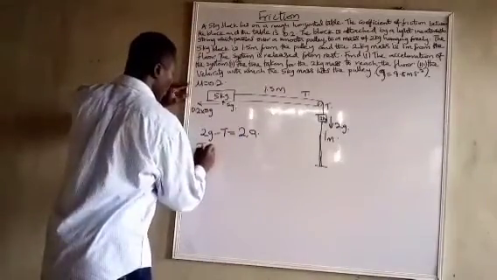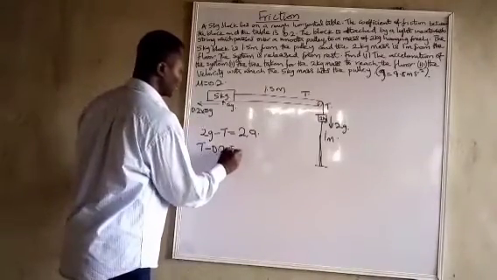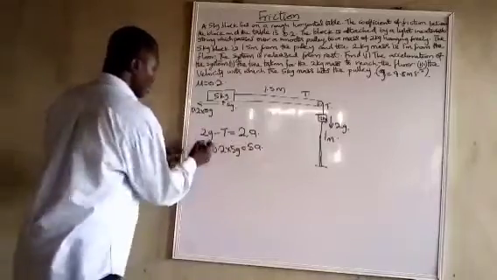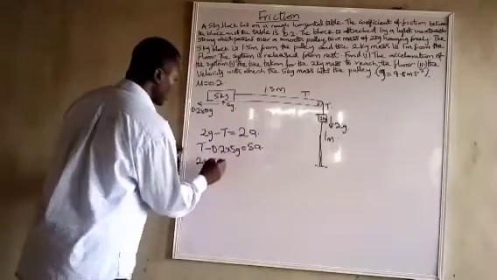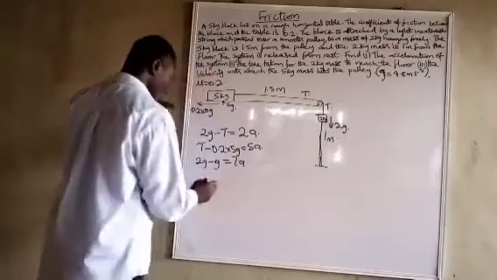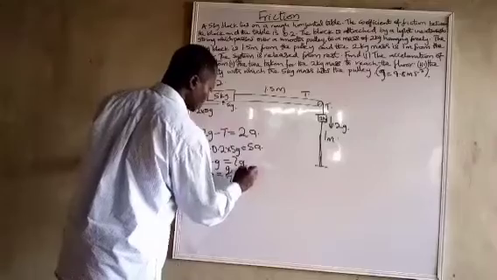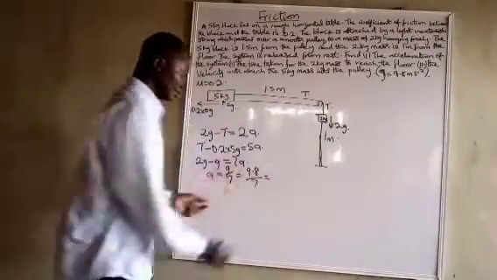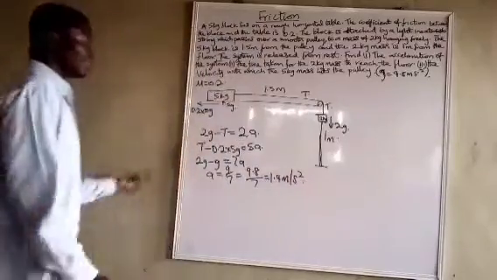T minus 0.2 times 5g is equal to 5a. So let's add the two. We have 2g minus 0.2 times 5g, so minus g, is equal to 7a. So a will be equal to g over 7, which is 9.8 over 7, and that is 1.4 meters per second squared. So very easy and straightforward.